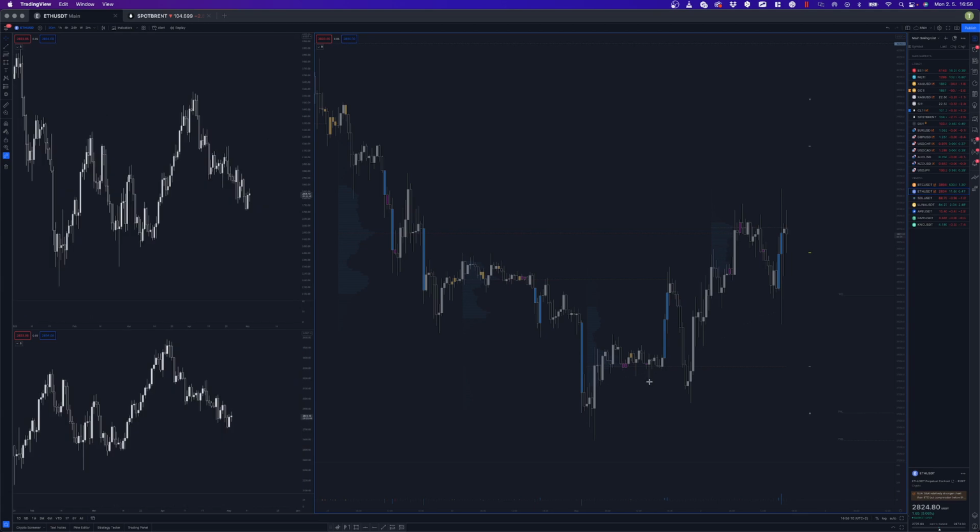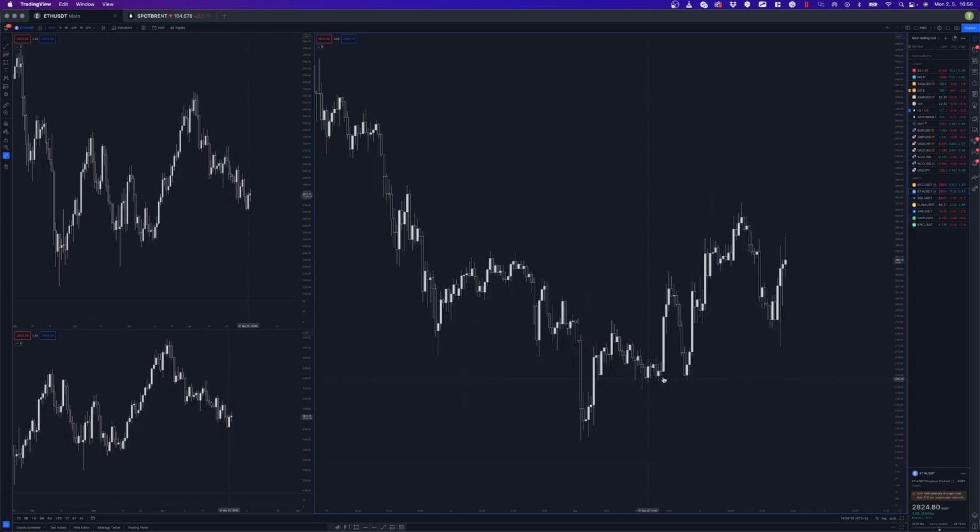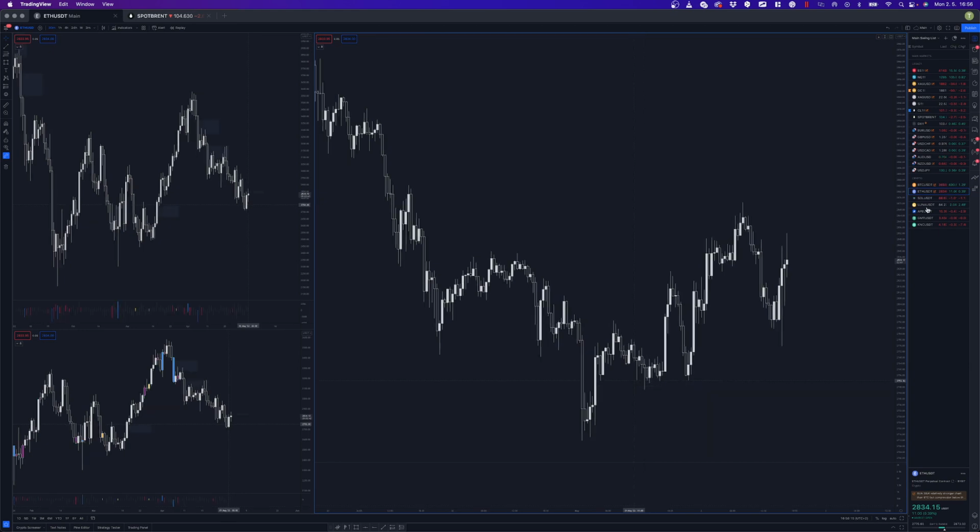This is terrible. I need to figure something out with the PC. Okay, so you have this stop run, and price respects the level much better.